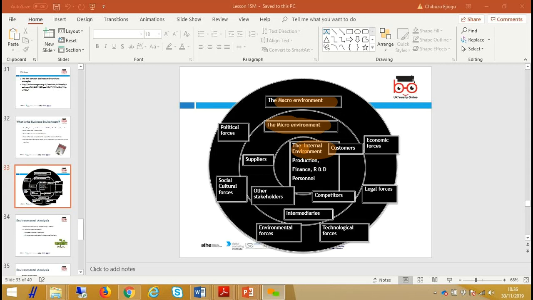Right. So if you read the textbook by Johnson, Whittington and Scholes, each of these environments has a chapter, and it shows you the tools you can use and how you can use them. So I recommend that you do that.